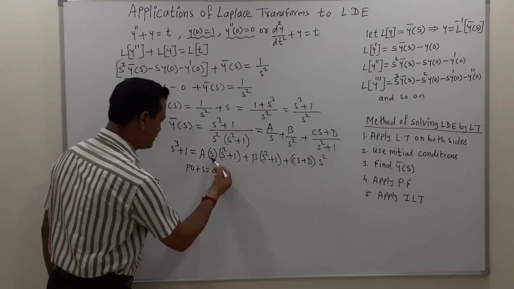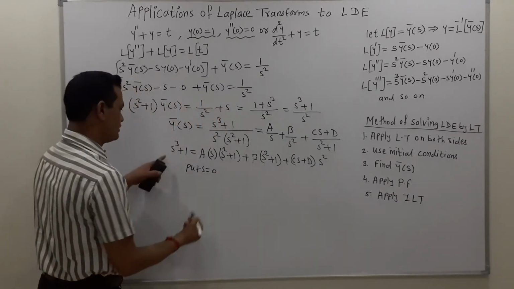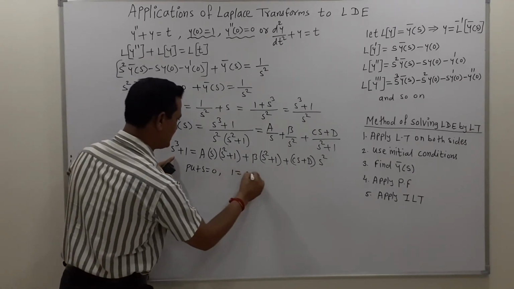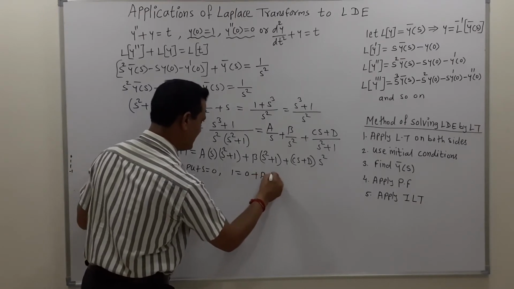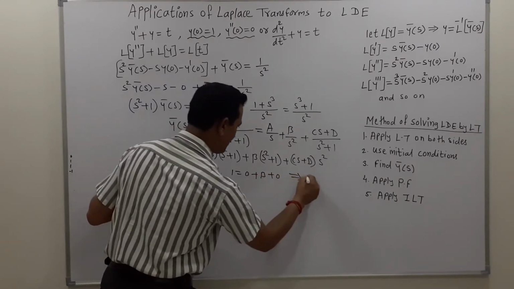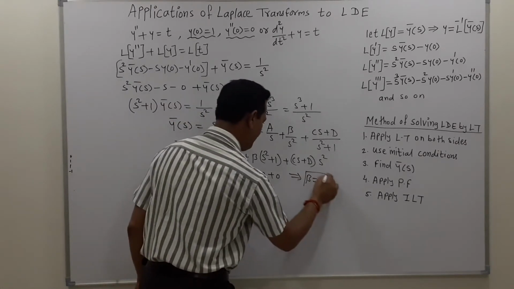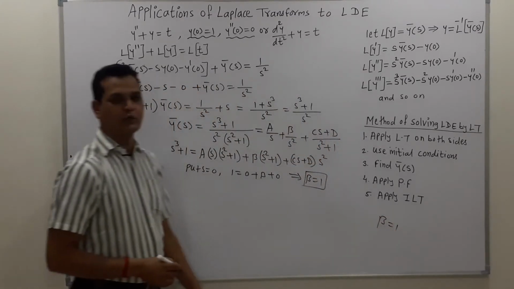After putting s is equal to 0, this term as well as this term becomes 0, and we get the value of b. So now put s is equal to 0, so we get 1 is equal to 0 plus b plus 0. So this straightforwardly implies that b is equal to 1. This is the first value. For simplicity, we write here b is equal to 1.